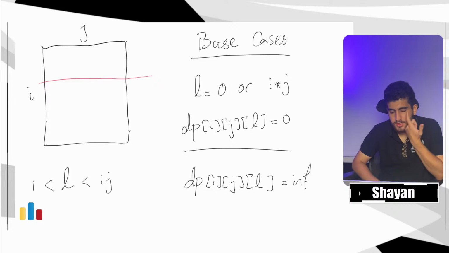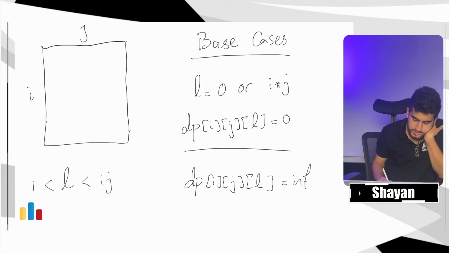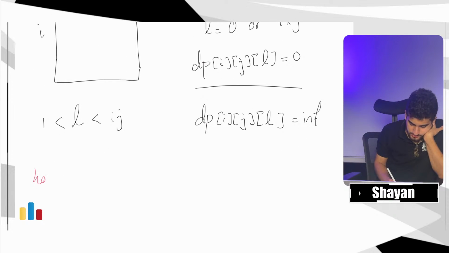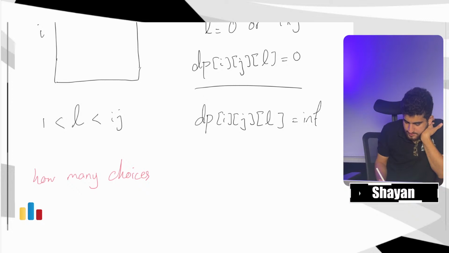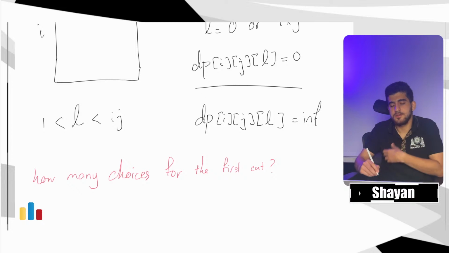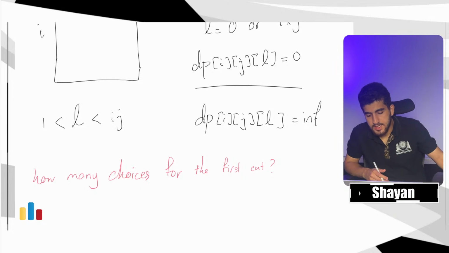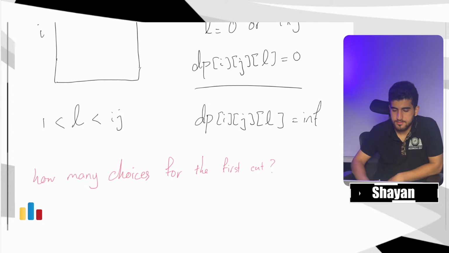How many possible horizontal cuts do I have? I mean, how many choices? For the first cut, I want to see how many choices I have. N minus 1, or I minus 1.